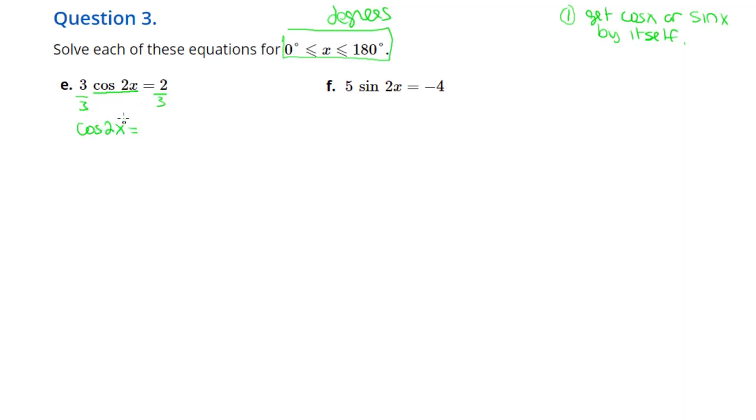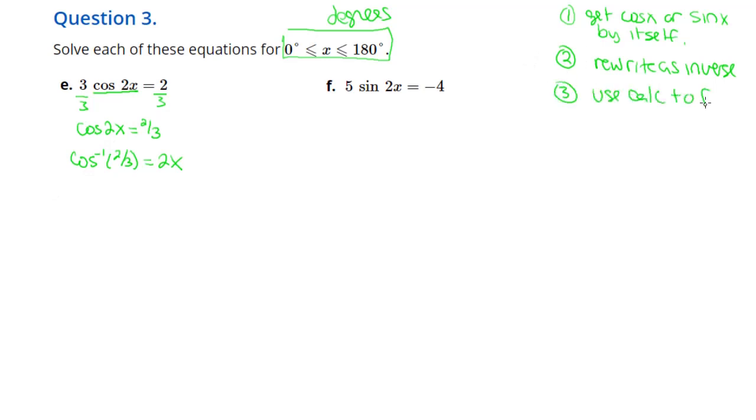So all I'm going to do is divide by 3, and I get cosine 2x is equal to 2/3. And now I'm going to write the inverse of cosine, and that's going to switch the 2x and the 2/3, the input and the output, and it's going to look like this. And now I'm going to take the calculator and find my first angle.